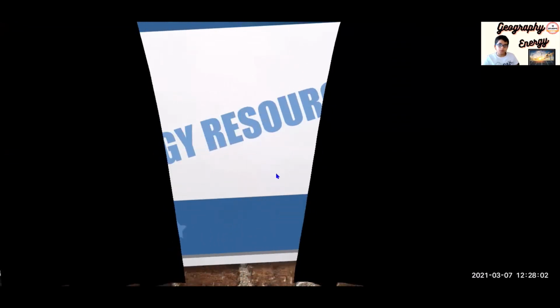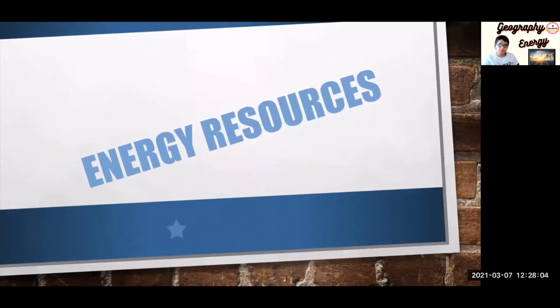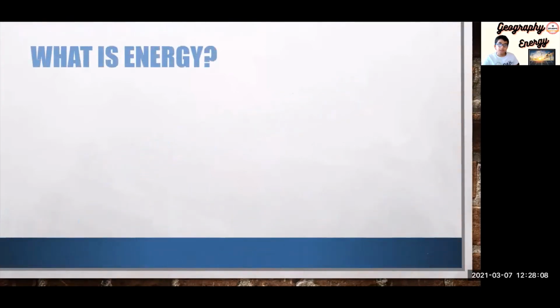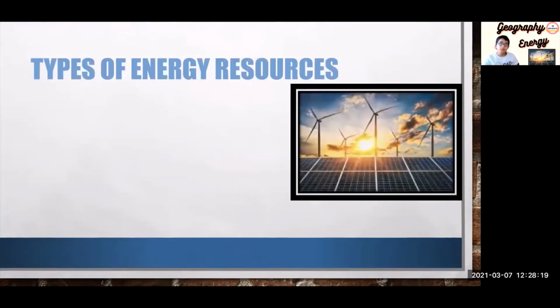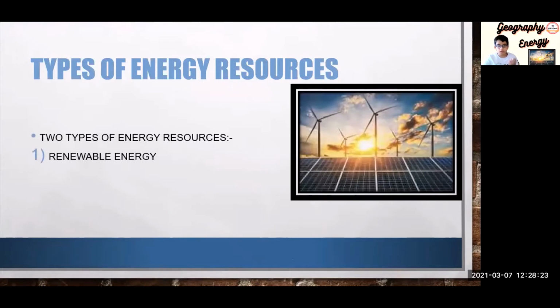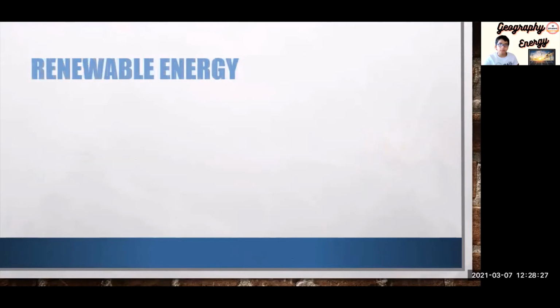Energy resources. What is energy? Energy in physics is the capacity for doing work, and it can't be either made or destroyed. Types of energy resources. There are two types of energy resources. One is renewable energy, and the second is non-renewable energy.